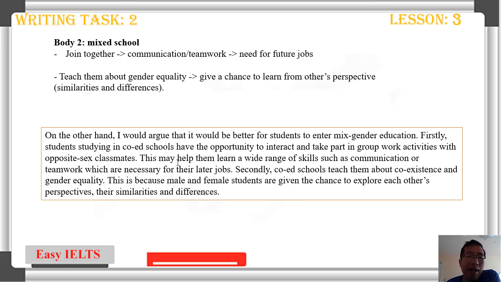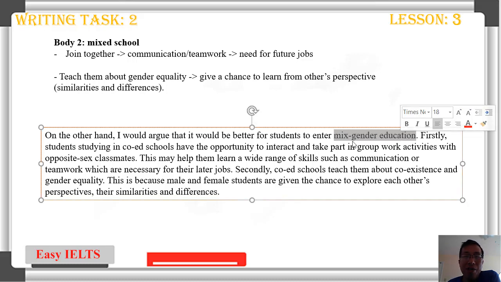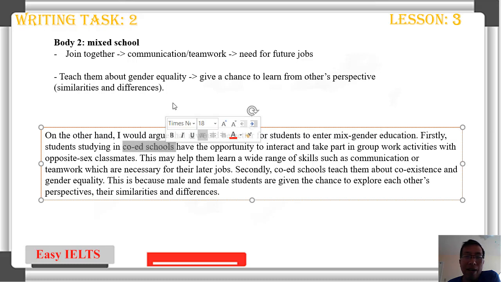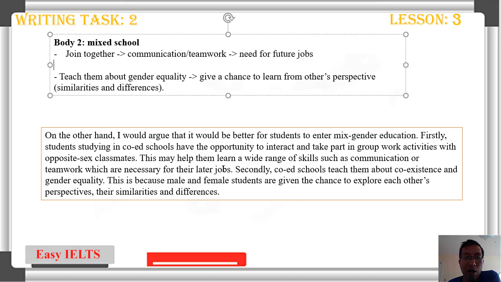On the other hand, I would argue that it would be better for students to enter mixed-gender education. Firstly, students study in co-ed school. You can use mixed-gender education or co-ed school, the same meaning. Second, it might help them learn a wide range of skills such as communication or teamwork, which are necessary for their later job. For their future job, you can say their later job.